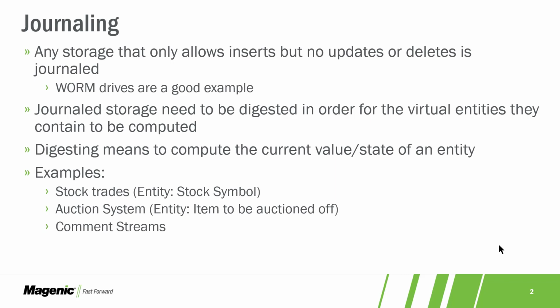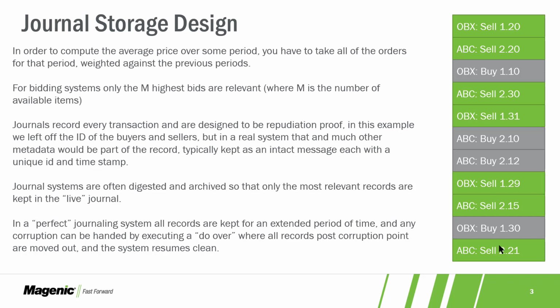And so stock trading, auction systems, comment streams, or comment streams with votes like feature voting, for example, are good examples of where the journaling pattern would be very powerful and useful. So when we design journal storage, you can implement these pretty much anywhere that you can protect the journal from being deleted or updated, except by the system of authority that does the end-of-day processing. We'll get to that in a little bit.